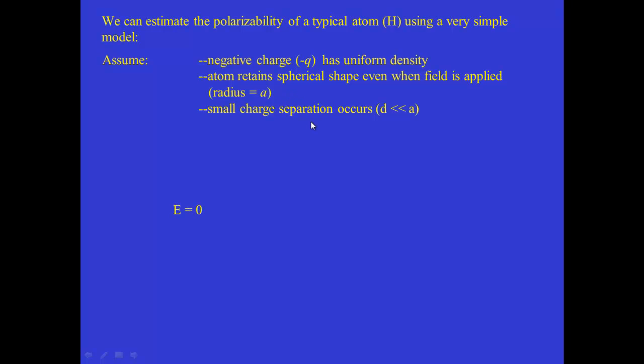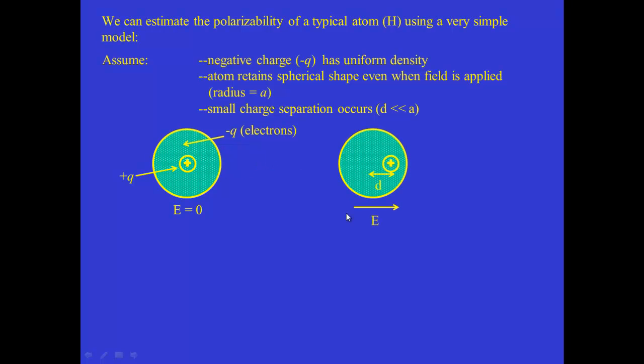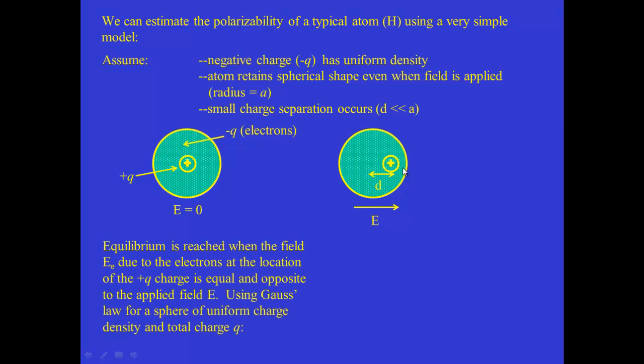So, just showing another schematic picture. For electric field of 0, we have a negative background charge, which we know is made up of electrons, and we're going to assume that they're uniformly smeared out within the sphere. And of course we have a center of positive charge, which is the nucleus. So that when there's an applied field, we get a net displacement here of the negative charge center and the positive charge center of an amount d.